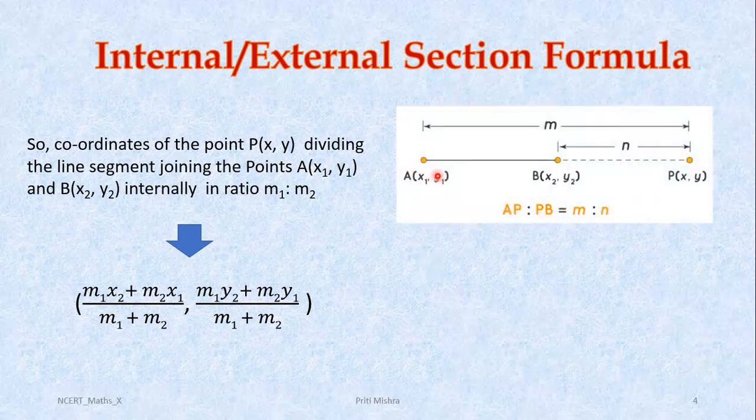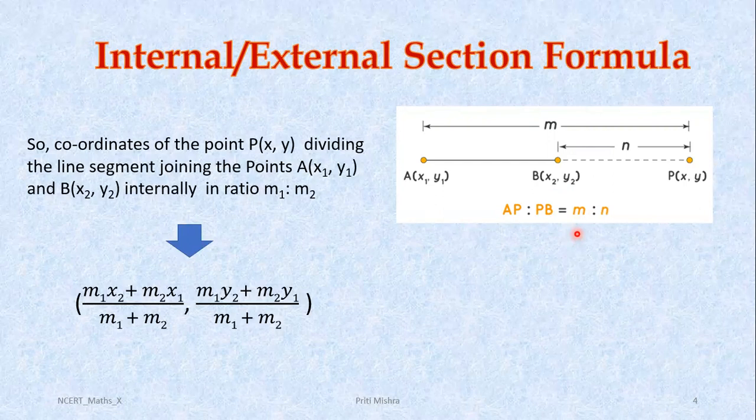If we are having 2 points A and B having coordinates x1, y1 and x2, y2 and an external point P having coordinates x, y, then we can find the external division of this line segment AB just like AP upon PB. You can see here, if this length is M and this distance is N, then AP is to PB is equal to M is to N. So this is the external division.